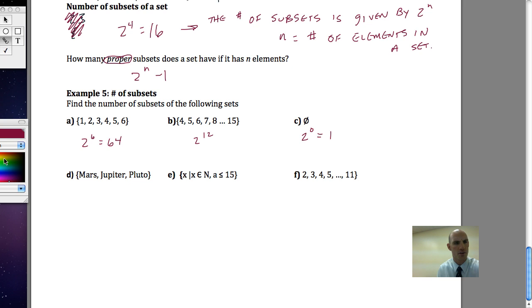See if you can do these 3 on your own, and I'll just circle them in this greenish mustardy yellow color. I want you to try those. Bring those to class. We'll talk about those. This is the basics of Venn diagrams and understanding subsets.